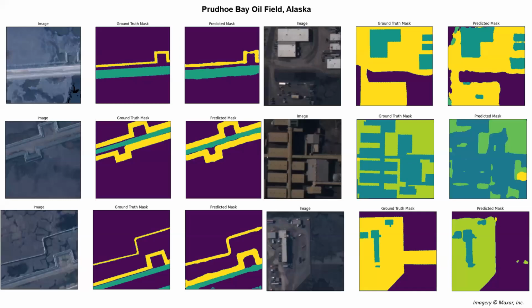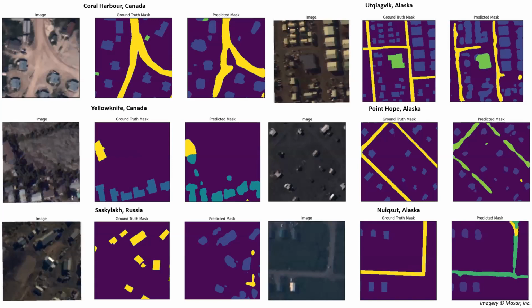And so here are some visual results from the model predictions. So you can see Prudhoe Bay. The model has done a really good job detecting pipelines and roads and non-residential buildings on top of gravel pads, right? And then here are some results from the rural and medium density settings. You can see the model is really successfully able to detect different kinds of detached houses and even unpaved roads in Point Hope, Alaska.